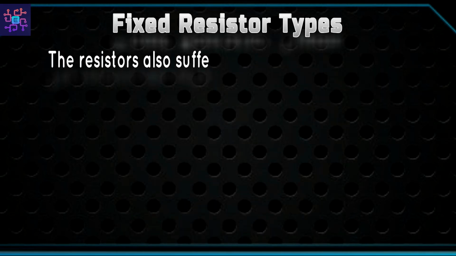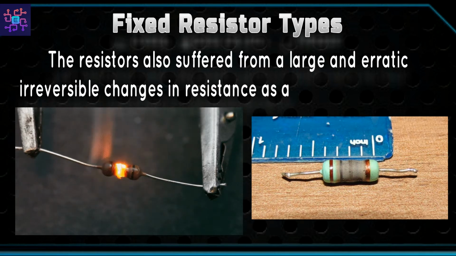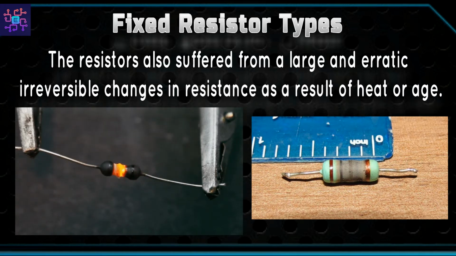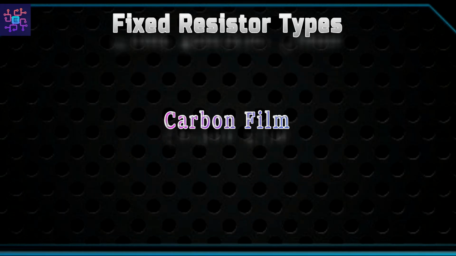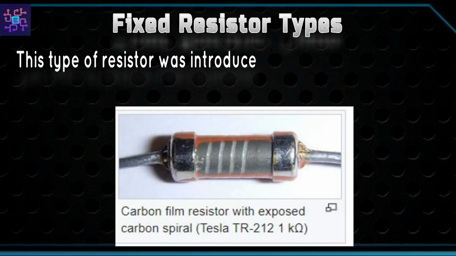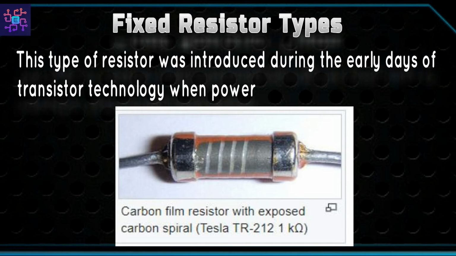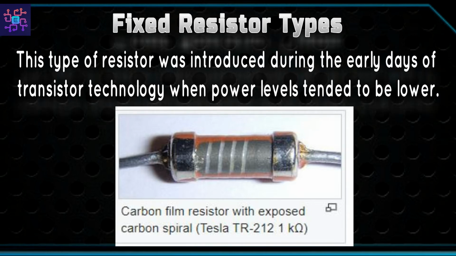The resistor also suffered from large and erratic irreversible changes in resistance as a result of heat or age. Second is the carbon film resistor. This type of resistor was introduced during the early days of transistor technology when power levels tended to be lower.